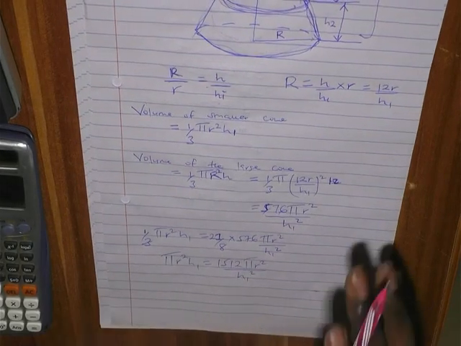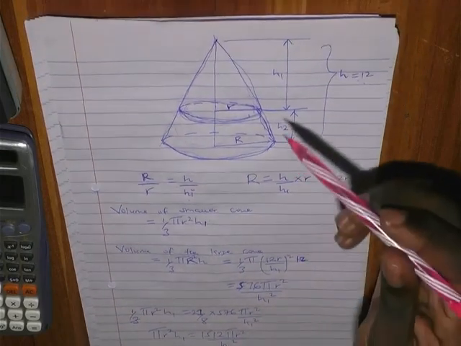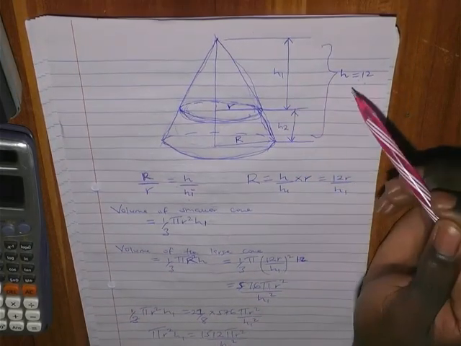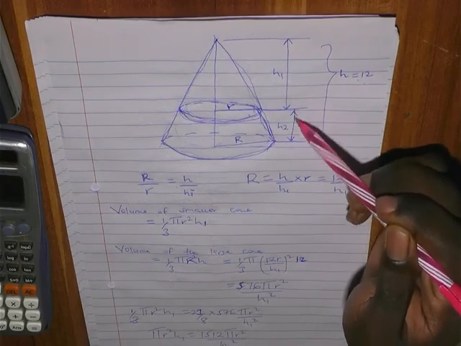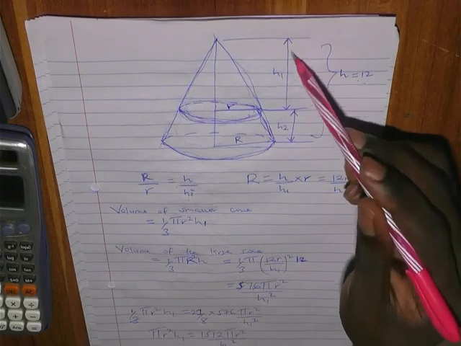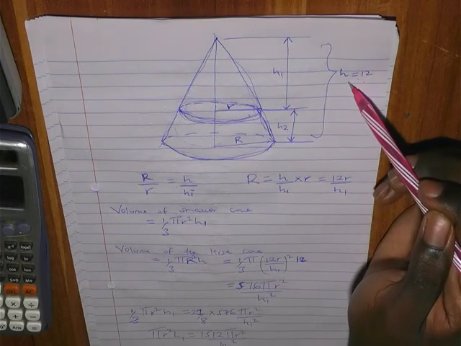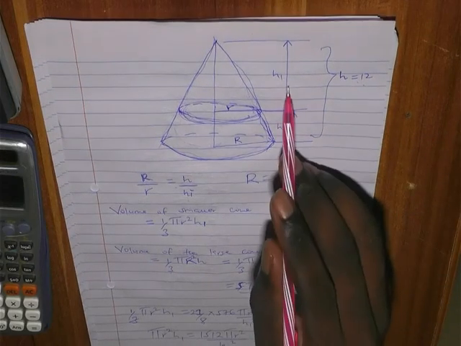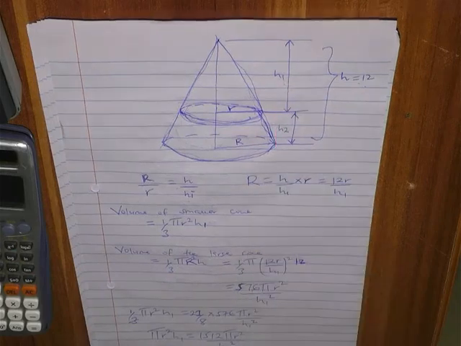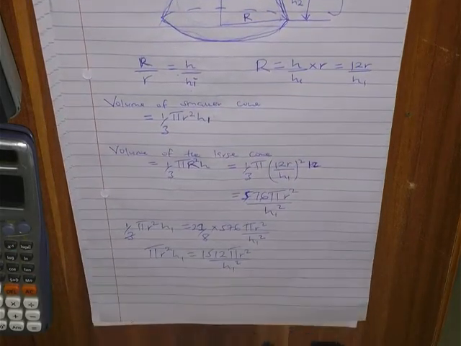So the thing that we are actually looking for is this h1. Once we get this h1, we can minus it from h and we get this height, okay? Because this is the height of the frustrum we've been told to find. So we want to get the height of the cone, minus it from the height of the big cone, then we get the height of the frustrum. So it means we're looking for the h1. Okay, I hope you're following.